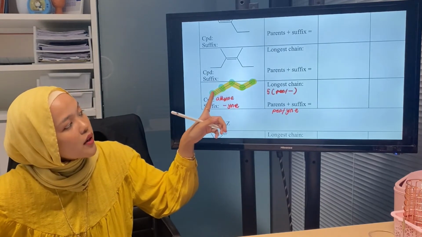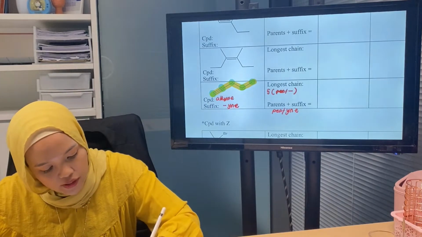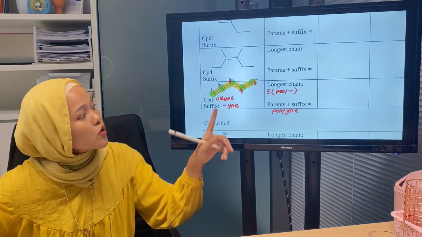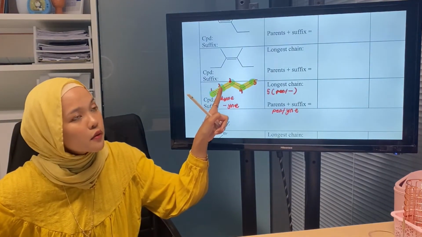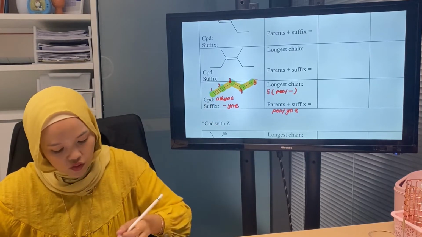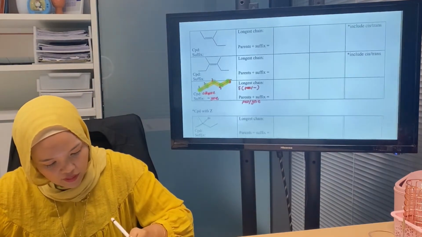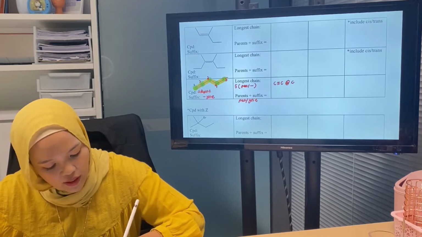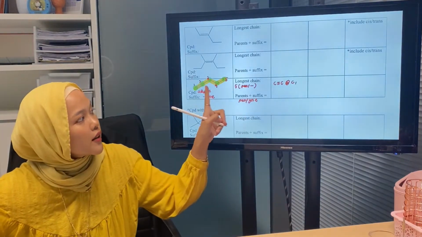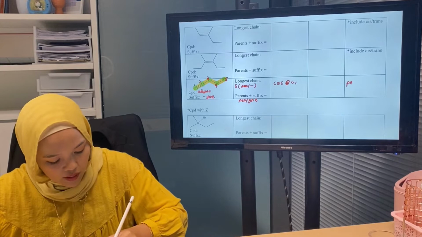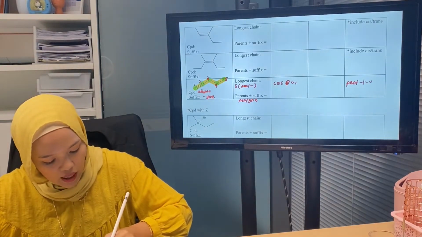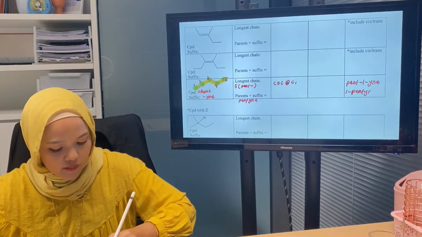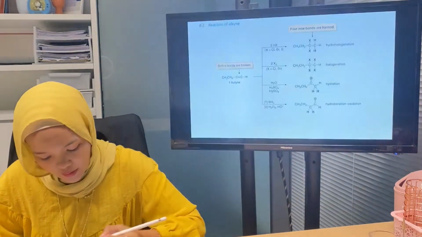Next, when you want to number, you make sure you number it this way. 1, 2, 3, 4, 5. Why? Because you want to make sure that the triple bond gets the lowest number. So remember, the carbon-carbon triple bond is at carbon 1. You want to give it the lowest number, so it will become pent-1-yne, or you can name it as 1-pentyne. So that's it.